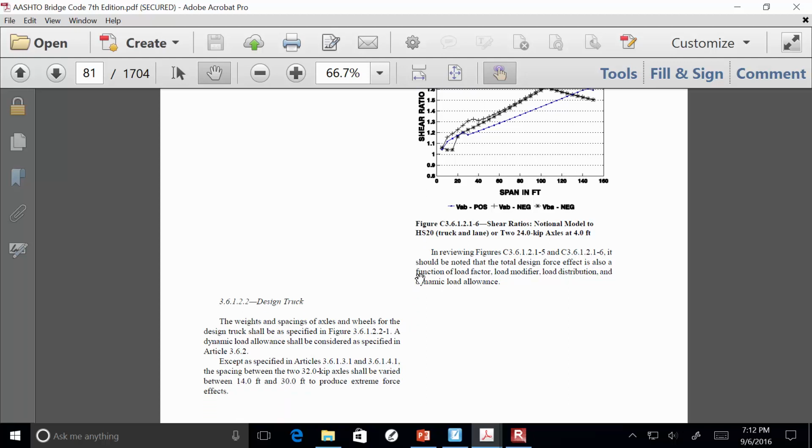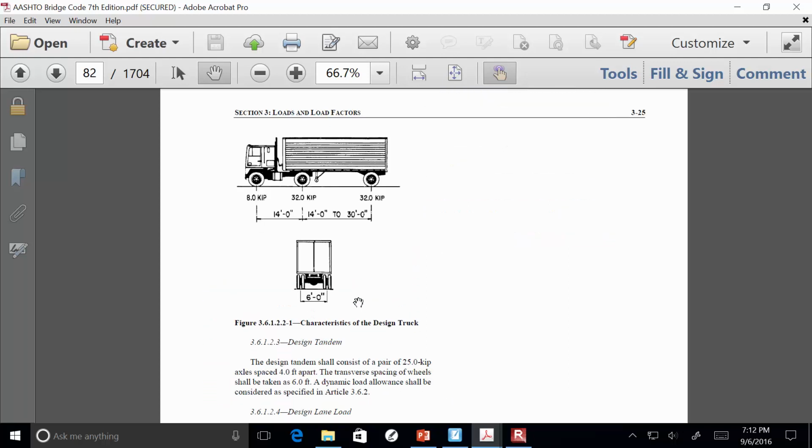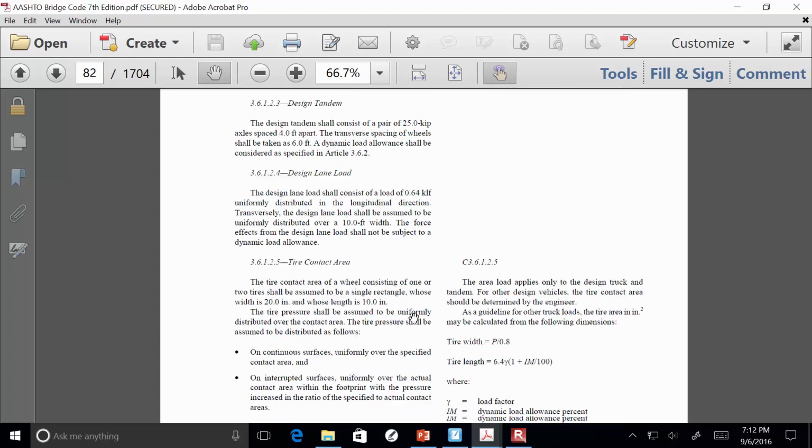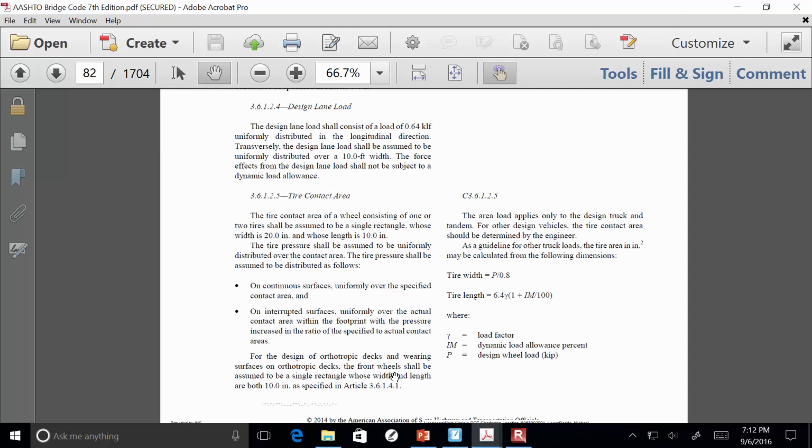Okay, looking at the actual design truck, this is the same thing we looked at earlier. The front axle of 8 kips, two rear axles of 32 kips, and we've got all the spacing there. The design tandem's just described. There was no pretty picture, so I threw a pretty picture in the slides for you. I threw that in there for free. You didn't have to pay for that. That was a joke, not a very funny one.